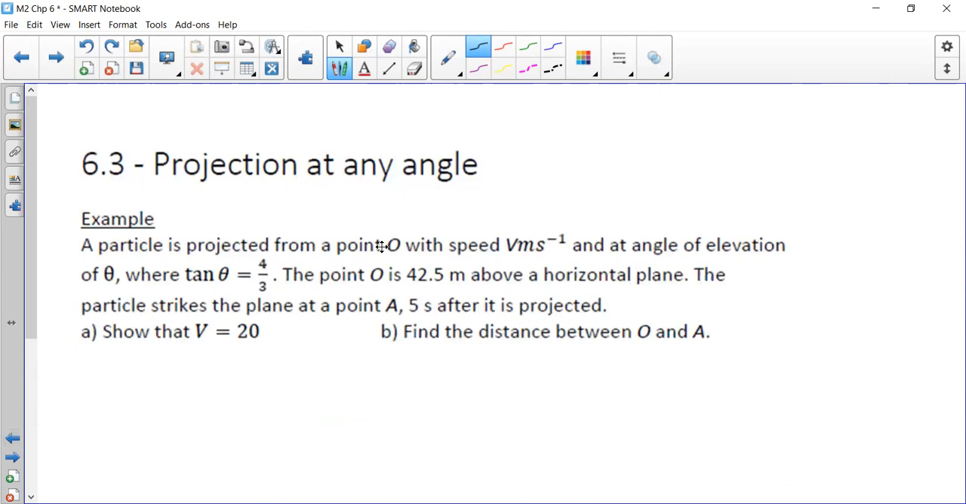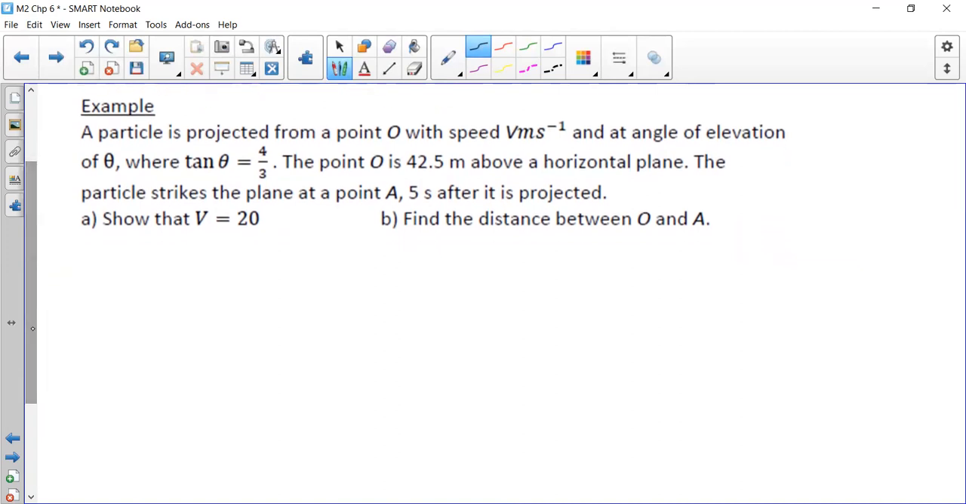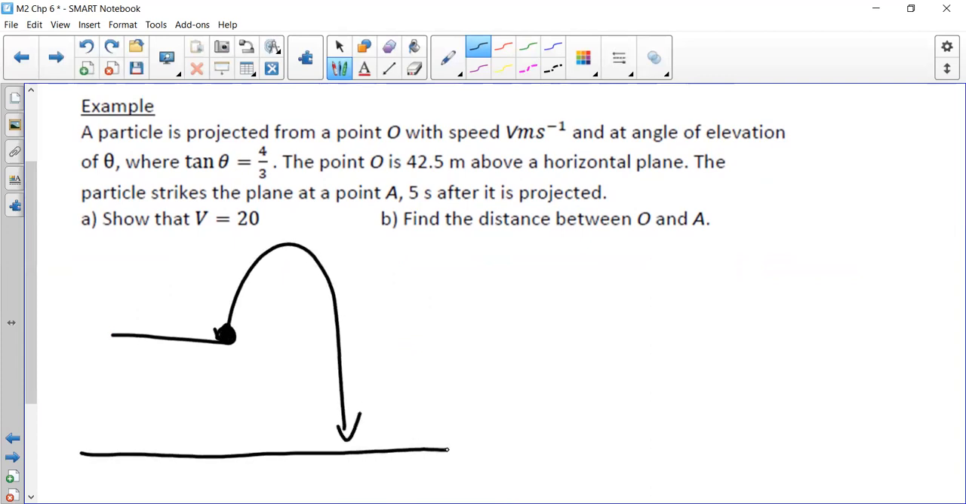A particle is projected from point O with speed V meters per second and an angle of elevation of theta, where tan theta equals 4/3. The point O is 42.5 meters above a horizontal plane. So what's happening here is it's a little dive from the jump board to the water. We're told this is 42.5 meters, and that's V meters per second, and this is the theta value.